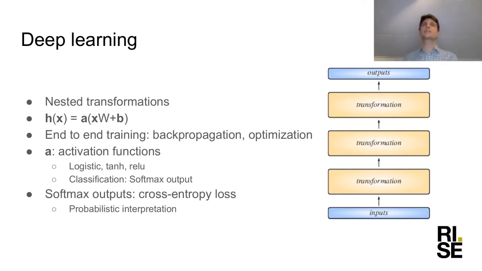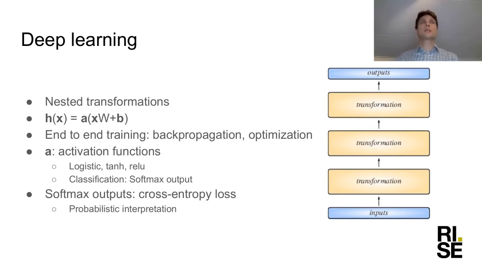Now, deep learning is the sequential application of a number of transforms. Each transform looks something like this. We have an input vector x multiplied by a linear matrix w, and then we add some bias term to this and squash it through some activation function a. We train this using backpropagation and some optimizer.